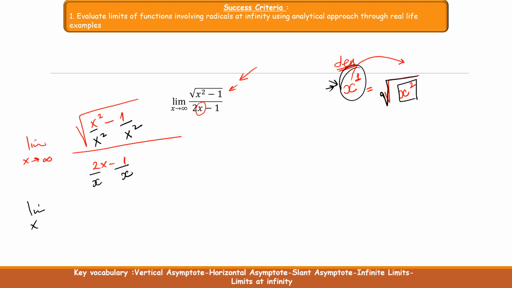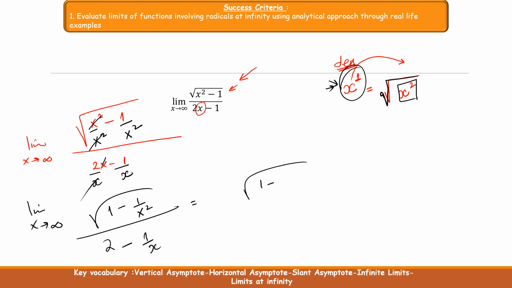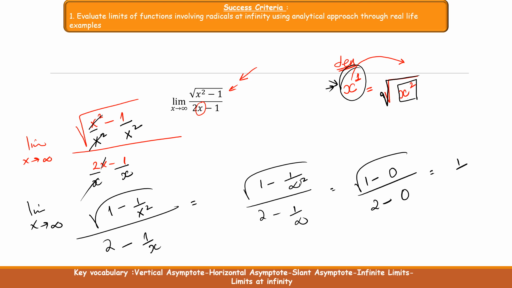Close. Now write it down. So x square cancel. So it is 1 minus 1 over x square. In the denominator, x and x cancel. So 2 minus 1 over x. Solving finished, apply the limit. So I have square root 1 minus 1 over infinity square divided by 2 minus 1 over infinity. Square root 1 minus 1 over infinity means 0. 2 minus 1 over infinity means 0. So as a final answer, I will get 1 over 2.